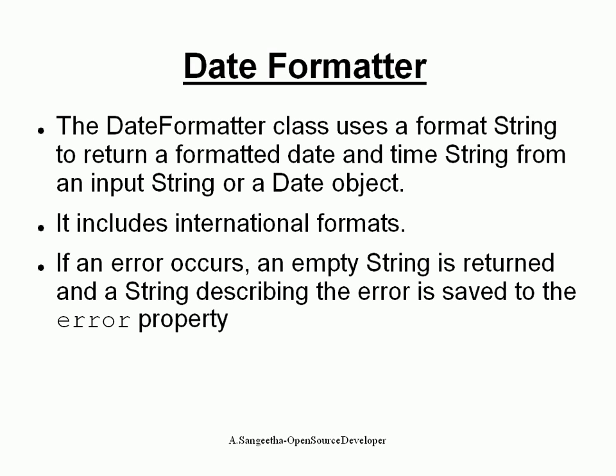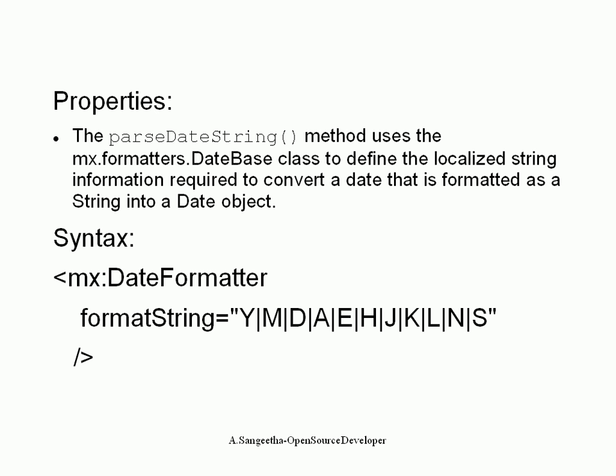If an error occurs in the program, it returns an empty string and also shows the error. That is, the string describing the error is saved to the error property, so it shows the error as a tooltip. Now we see the properties.